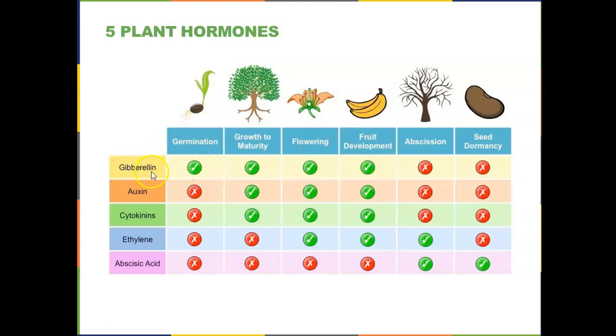Commercial grape growers spray their grapevines with gibberellin, and that makes the grape bundles produce more grapes and bigger grapes closer together. So, that drives maturation of the grapevine heads, flowering of the grapes, and development of those fruit.